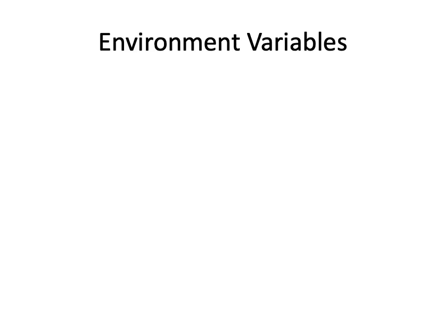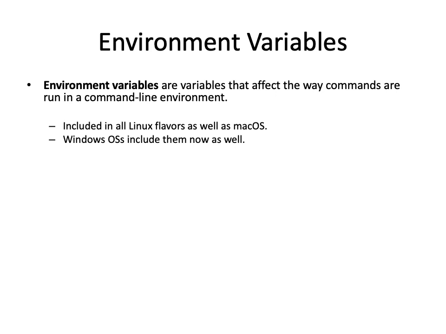Let's talk now about environment variables. What are environment variables? Environment variables are certain kinds of variables that affect the way that commands are run in a command line environment, like bash. Now, environment variables are included, and they're pretty important, in all Linux flavors, as well as in Mac OS. Now, the Windows operating system has also started to use environment variables as well.